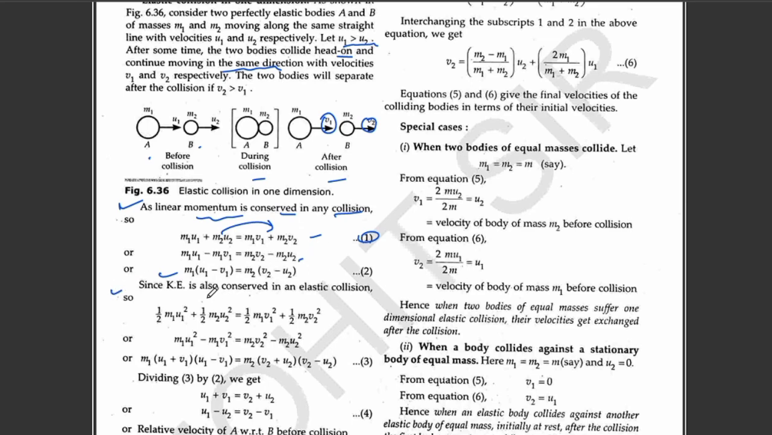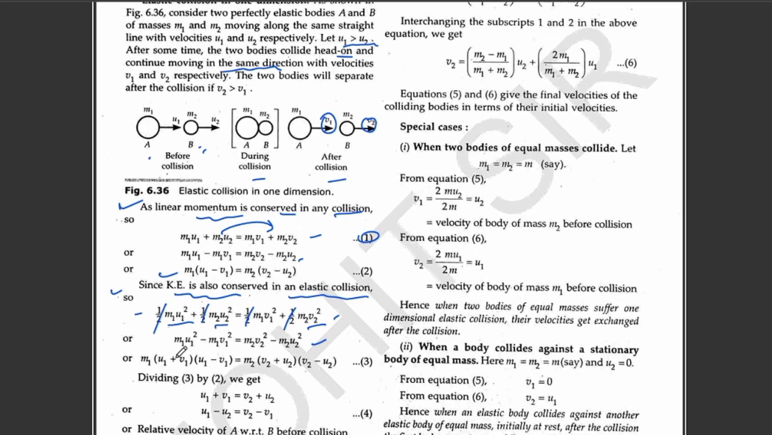Now since kinetic energy is also conserved in an elastic collision, the kinetic energy before collision is half m1 u1 square plus half m2 u2 square, and after the collision it is half m1 v1 square plus half m2 v2 square. Now we can cancel out the half, so it will be m1 u1 square, and if we subtract m1 v1 square, it will be minus m1 v1 square, and it will be m2 v2 square minus m2 u2 square.